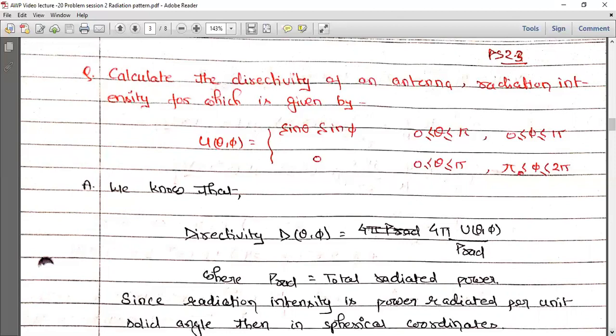So this is the radiation intensity given to you, and when you have the radiation intensity, you have to find the directivity of the antenna. What is the meaning of directivity of the antenna? So directivity of the antenna is the measure of how much power is focused in what direction, or better, to understand it in terms of the expression for directivity, which is the radiation intensity upon the average radiation intensity.